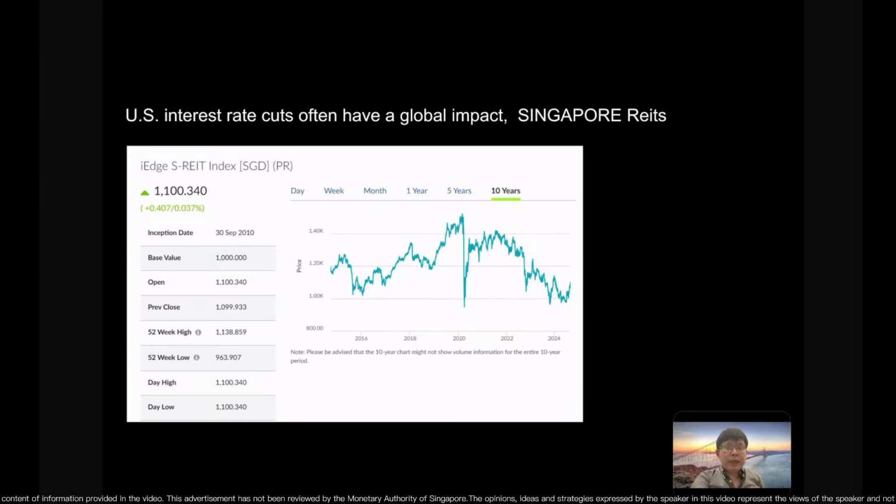So interest rate cuts and Singapore REITs: when the interest rate was highest, Singapore REITs were at their lowest, but now they have actually gone back up. So as I said, maybe I will do another video next week to look more in depth at those REITs and where to find them, and those opportunities that we have due to this cut.